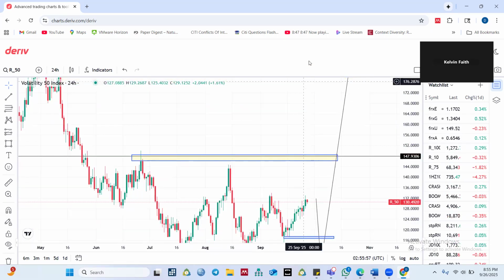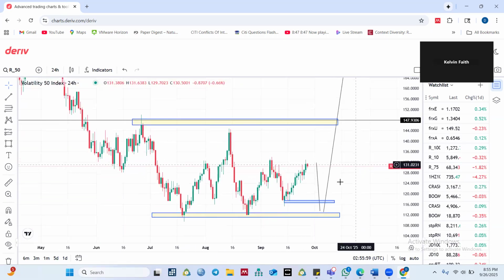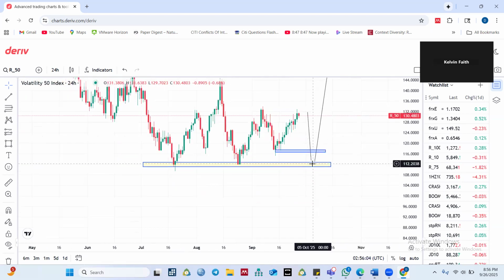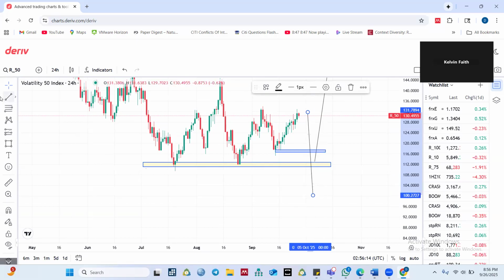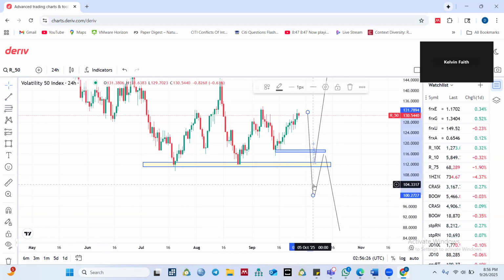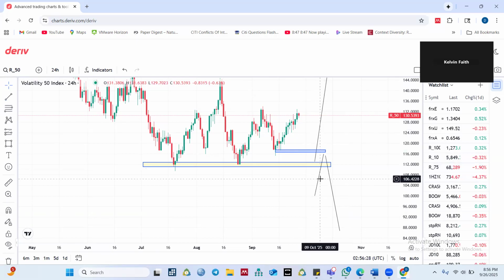So that is if price wants to do a major pullback. But if not, from here, I anticipate price should be able to drop and then give us a new low, retest these lows, and then continue its bearish trend. So these are the initial or general possibilities that I can look at from this 50 index pair.